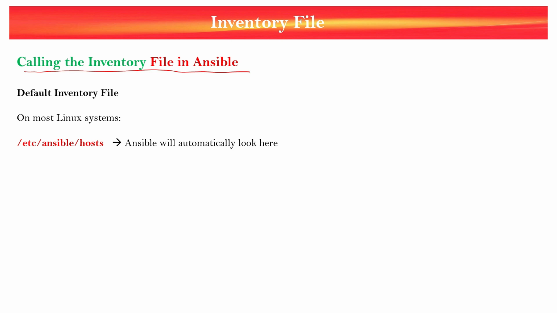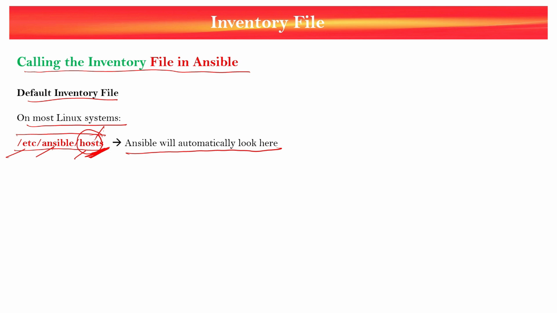Before that, let me tell you about the default inventory as well. When we install Ansible on a Linux system, on most Linux-based systems you will see the hosts file in this particular path: /etc/ansible/hosts. This hosts file is the default inventory file. That means Ansible automatically looks for this inventory file if you do not specify your own inventory file.